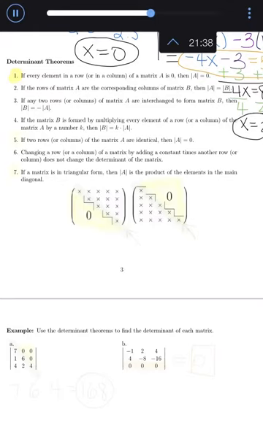Another one says that if 2 rows or 2 columns of any matrix are the same, that's rule 5, then its determinant will be 0.